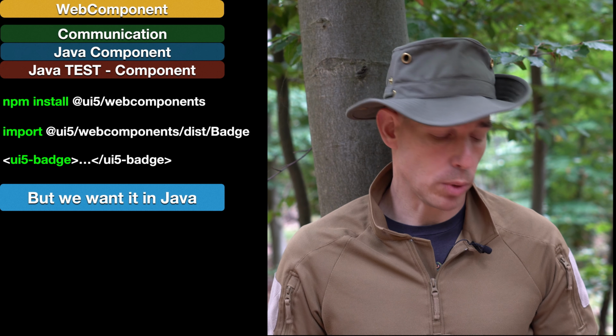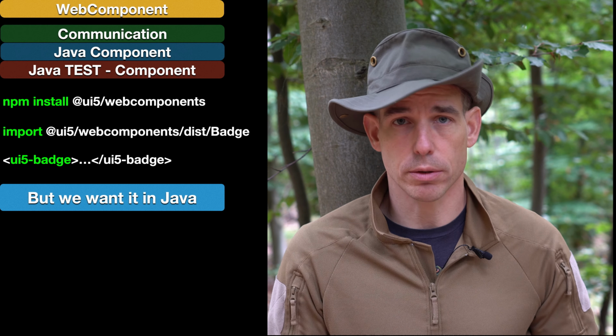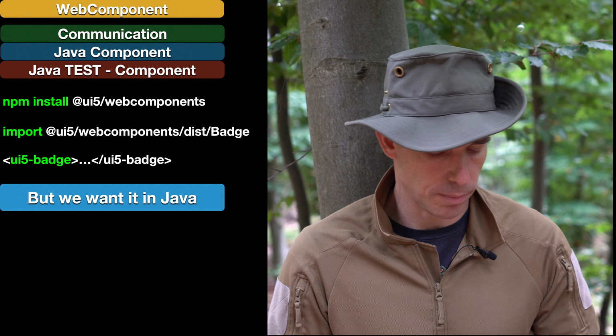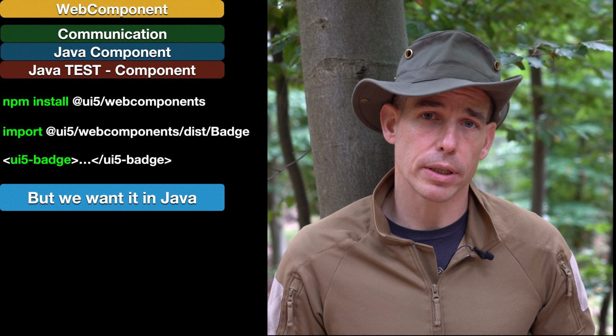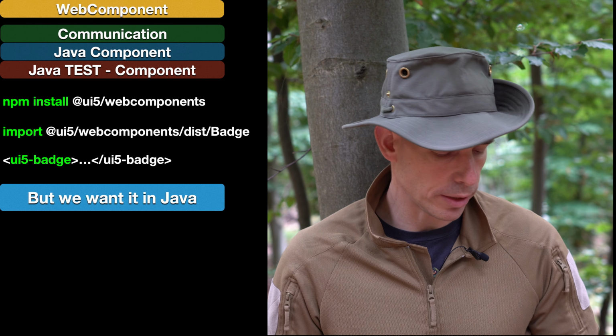ui5/webcomponents/dist/Badge. The last one after import is something that depends on the framework itself. So it's different. It's not a naming schema that's always the same. But here for this badge, you should have this import statement inside your web application to have access to this tag. And then you have an additional tag that you can use in HTML5, and it's called ui5-badge.